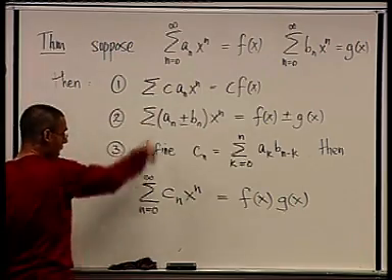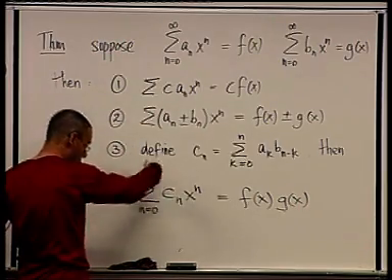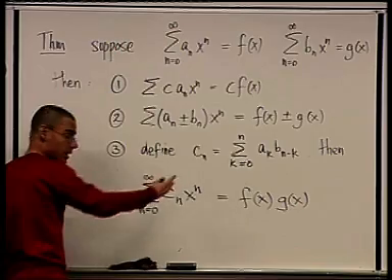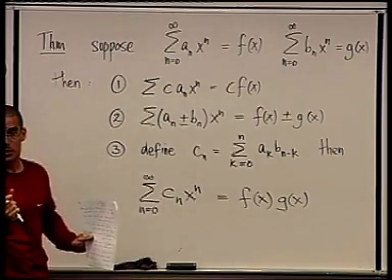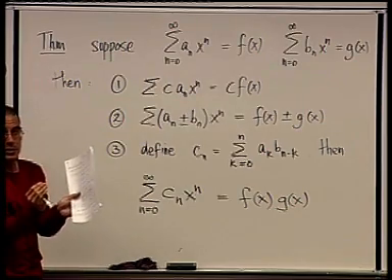And by the way, the domain of convergence here is going to be the intersection of the domains of convergence of the two original functions. So the smaller of the domains of convergence.